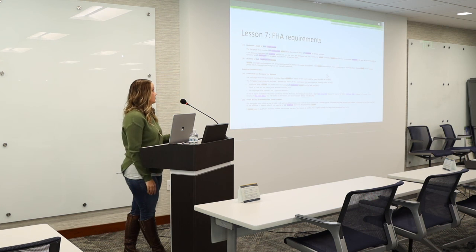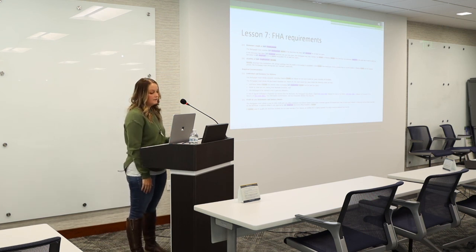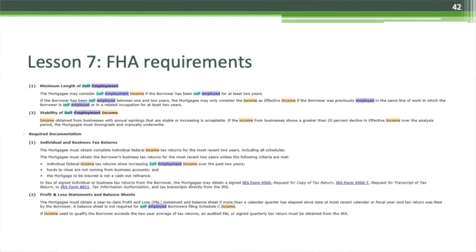So that is just how you calculate everything, how you determine what income you can use, and if their P&L and bank statements actually support it. So with FHA, you calculate everything the same. Nothing is different when it comes to that.